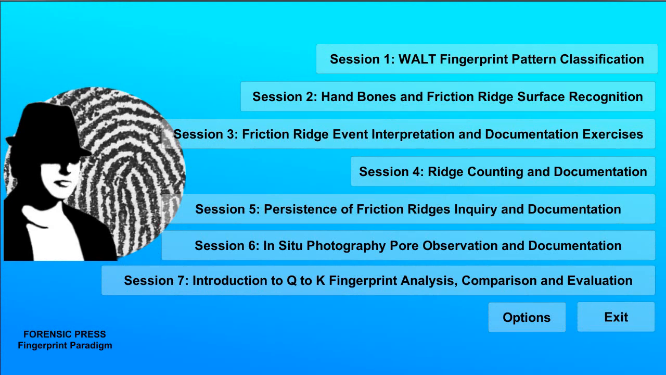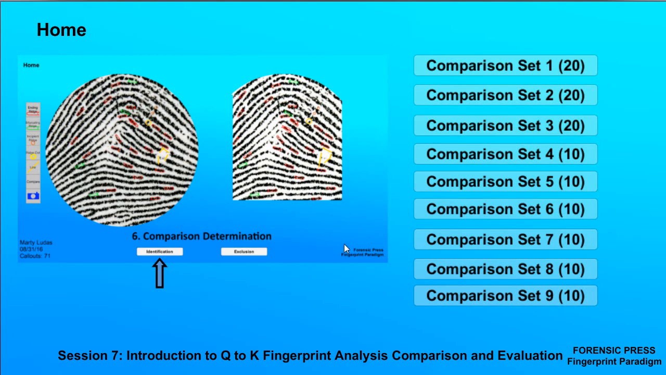Now let's review Session 7, Introduction to Decay Fingerprint Analysis, Comparison, and Evaluation. We're finally going to compare some fingerprints. This assignment consists of 9 comparison sets. The first 3 sets have 20. Sets 4 through 9 have 10 each.